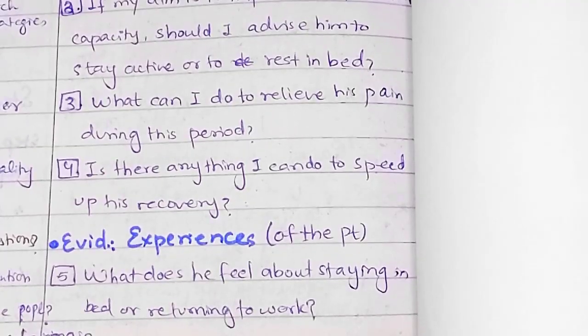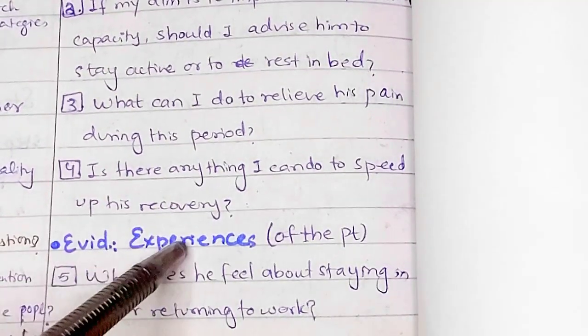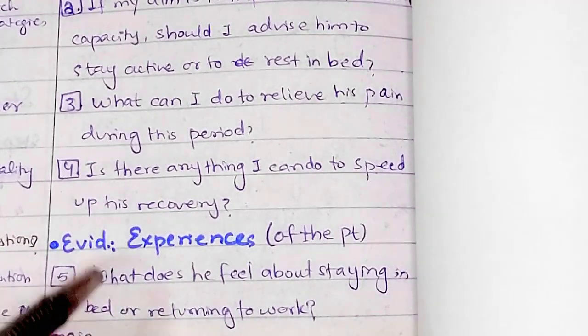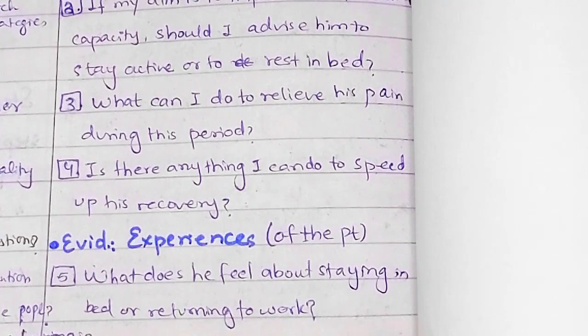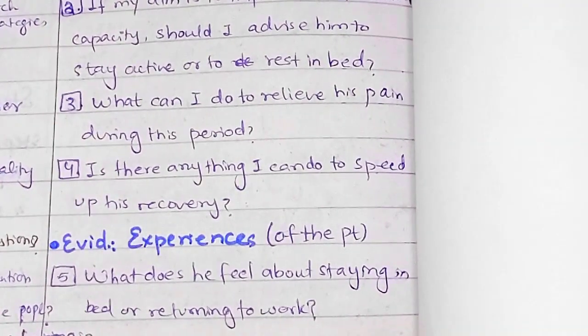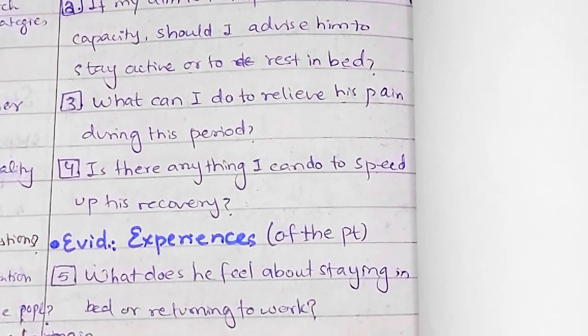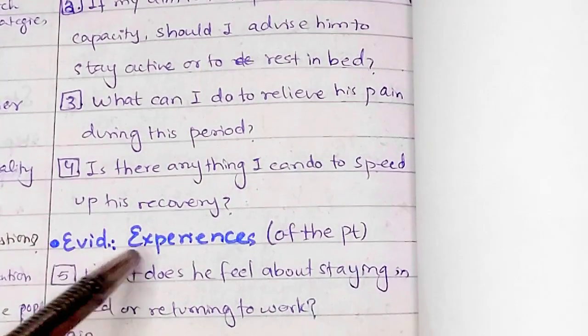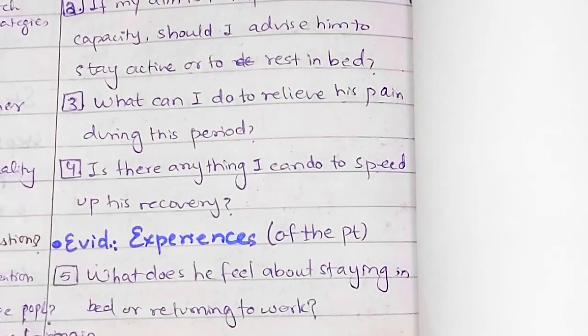Now let's see the questions that are related to experiences. Experiences of what? Of the patient or the physiotherapist? The experiences are of the patient. The patient is going to tell you how he feels when he is given a particular intervention, or how he feels about his disease. This is very general, so the patient can have any experience related to anything during his whole disease course. So what questions can we ask related to the experience of the patient? The questions that would require evidence of the experience.